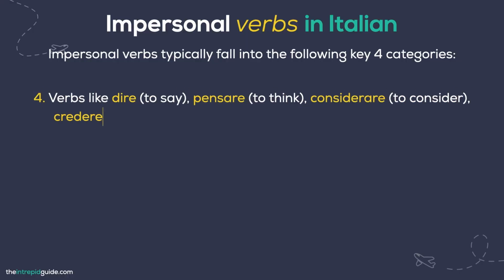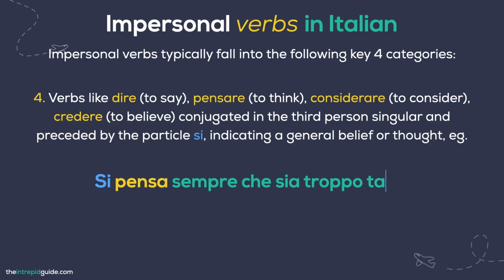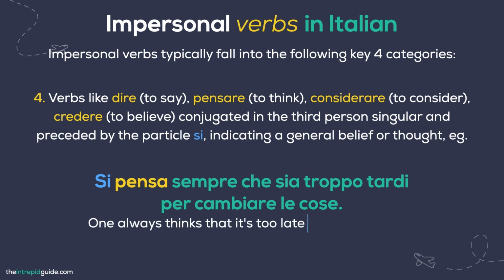The fourth category is with verbs like dire, to say, pensare, to think, considerare, to consider, credere, to believe, conjugated in the third person singular and preceded by the particle si, indicating a general belief or thought. For example, "Si pensa sempre che sia troppo tardi per cambiare le cose." One always thinks it's too late to change things.